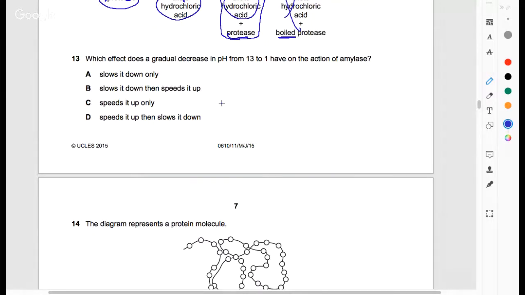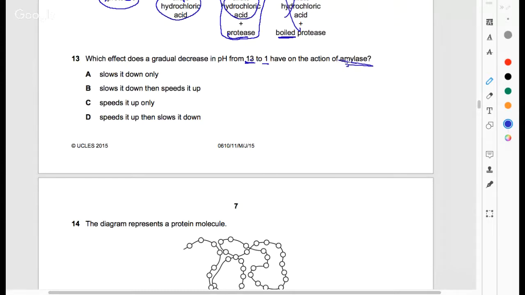Which effect does a gradual decrease from pH of 13 to 1 have on the action of amylase? A, it slows it down. B, slows it down and then speeds it up. C, speeds up only. D, speeds it up, then slows it down. So think about pH, 13 is quite alkaline, and 1 is very acidic.